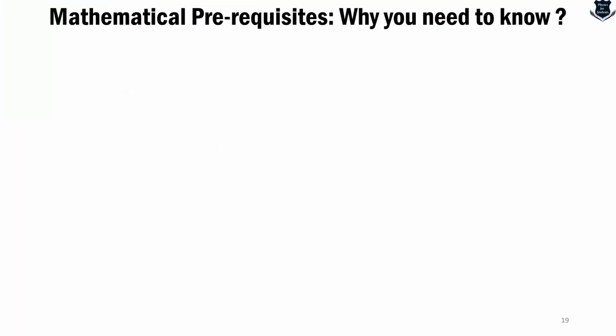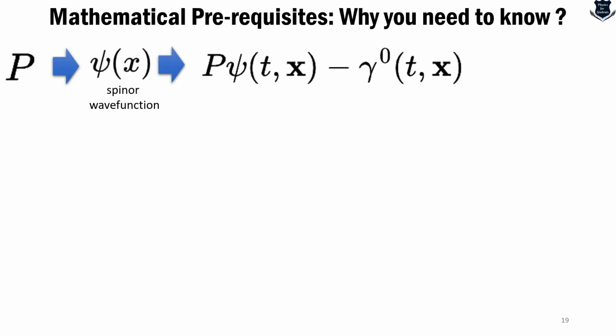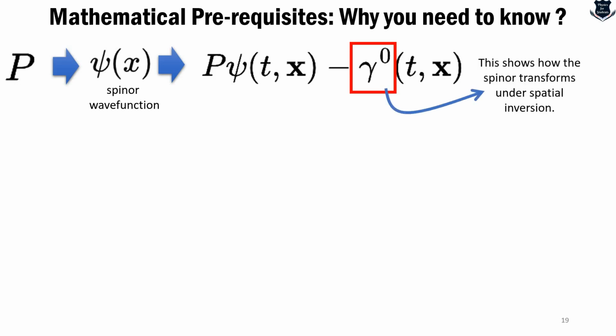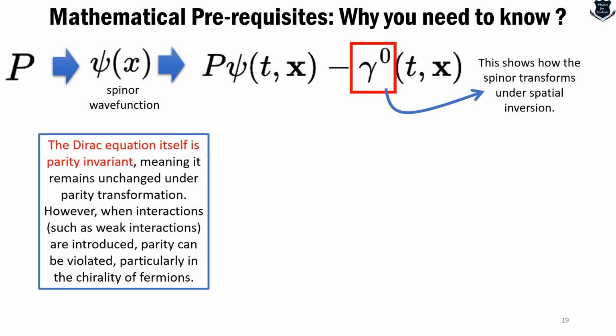Now, if I take parity transformation a little bit mathematically, then we can say this: the parity operator P acts on a spinor. This is a spinor wave function, right? And this can be written as this, where this gamma 0 is one of the matrices in the Dirac equation, and this shows how the Dirac equation transforms under spatial inversion. We will explore this later, but just to give you an overview.